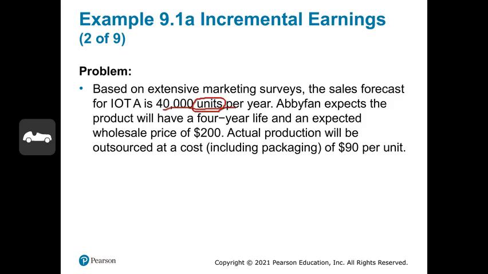You want to be careful here. This is a quantity, not a price. They expect the product will have a 4-year life and an expected wholesale price of $200. Actual production will be outsourced at a cost of $90 per unit, right? So cost of goods sold is going to be $90 per unit. We're going to sell it for $200, and we're going to sell 40,000 units per year.